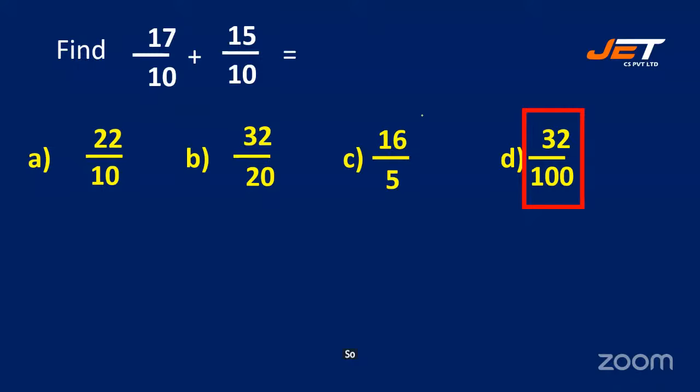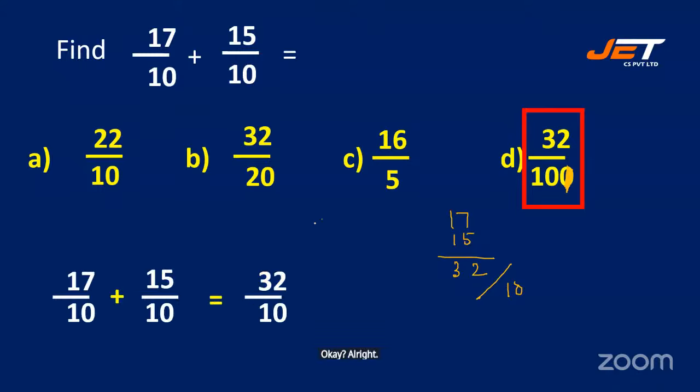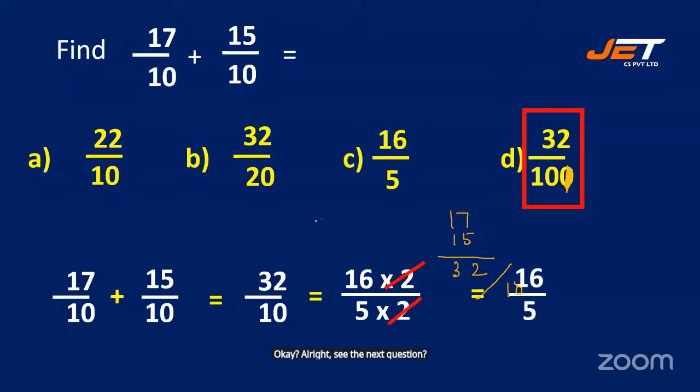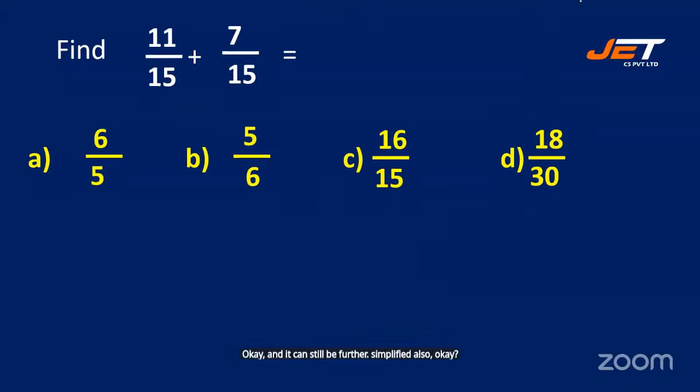So we have, see what is that we need to do? 17 plus 15. So 32. The denominator is same. So it is 32 by 10. So 10 is added by mistake. So your answer is 32 by 10. Okay. All right. See the next question. Okay. And it can still be further simplified also. Okay. Right. See the next question.